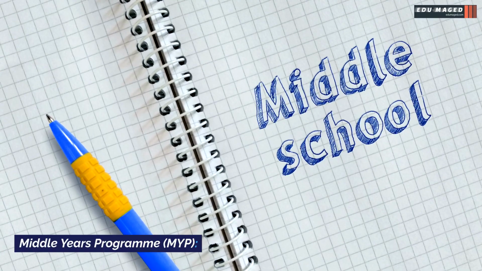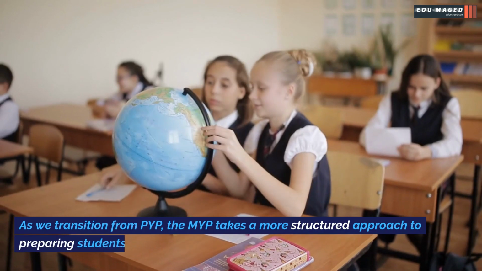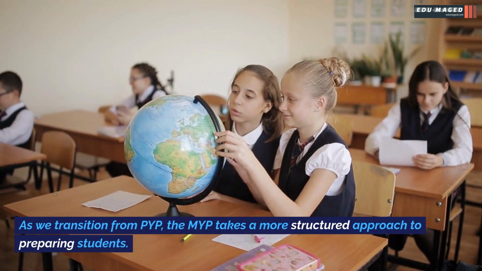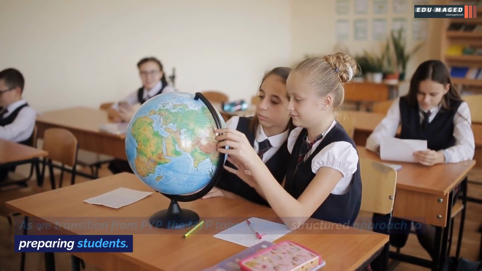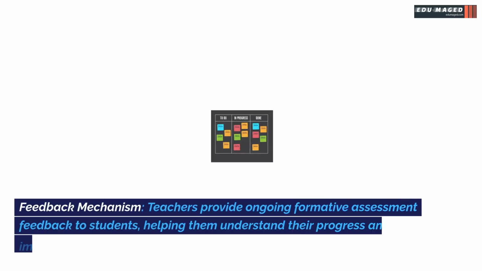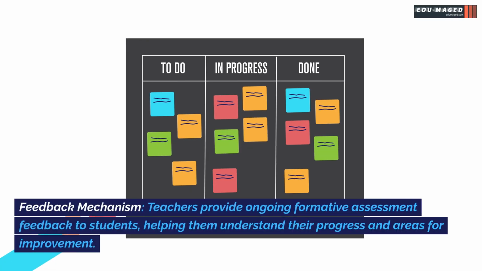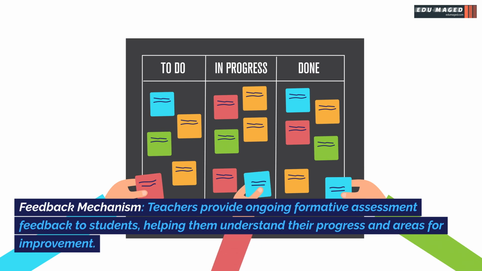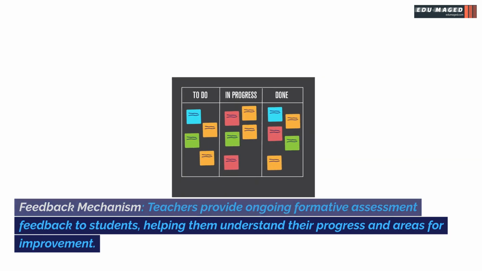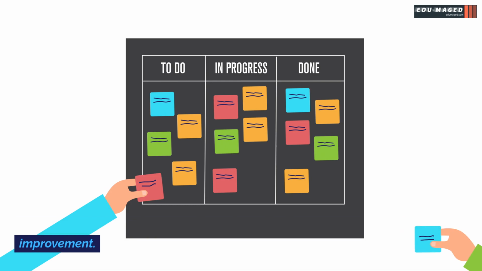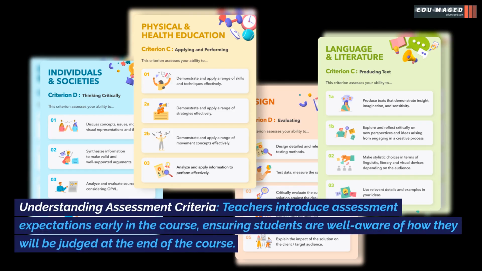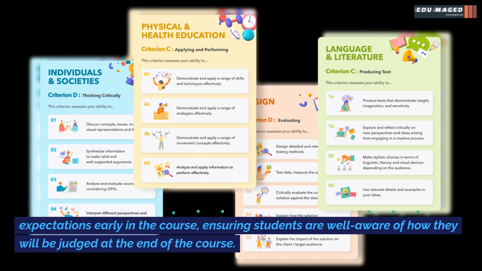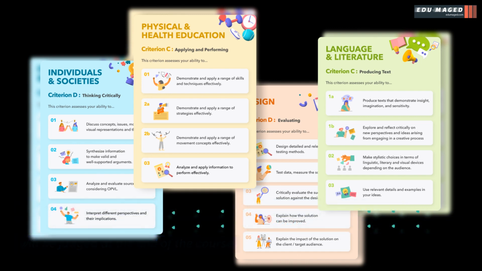Middle Years Program (MYP). As we transition from PYP, the MYP takes a more structured approach to preparing students. Feedback mechanism. Teachers provide ongoing formative assessment feedback to students, helping them understand their progress and areas for improvement. Understanding assessment criteria. Teachers introduce assessment expectations early in the course, ensuring students are well aware of how they will be judged at the end of the course.